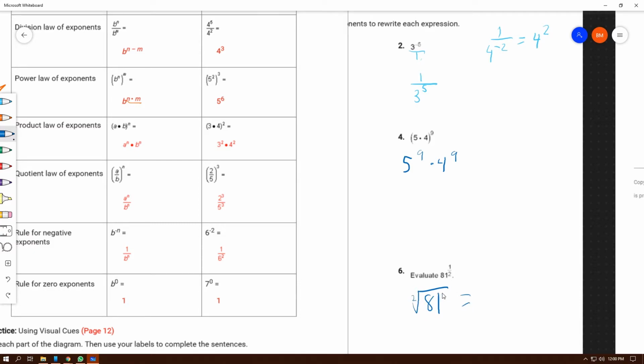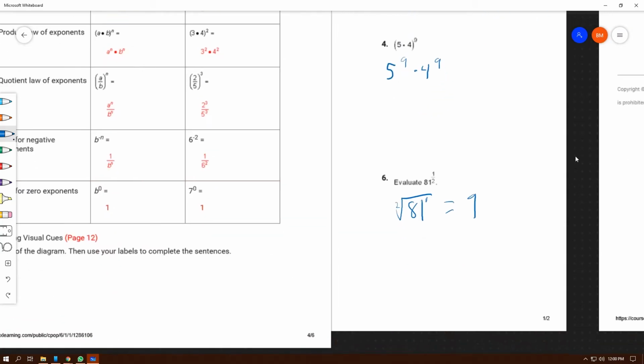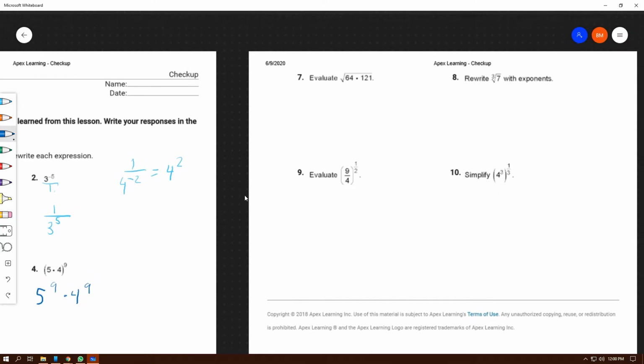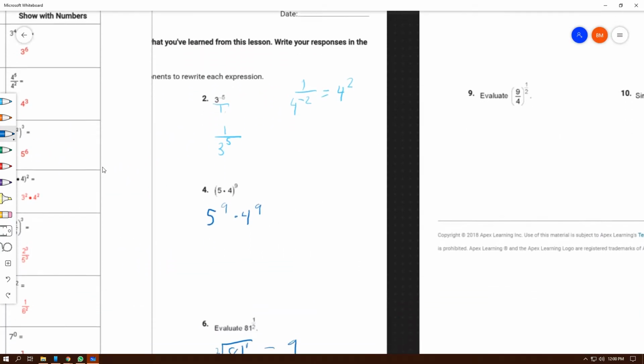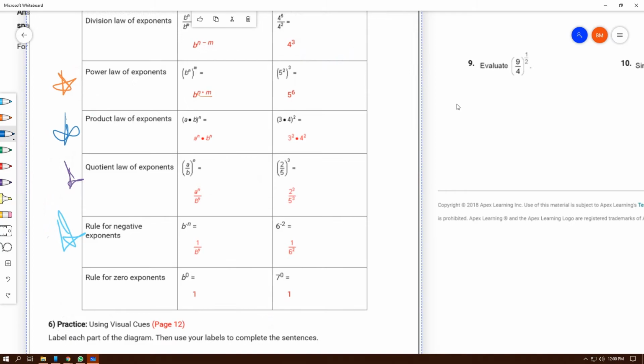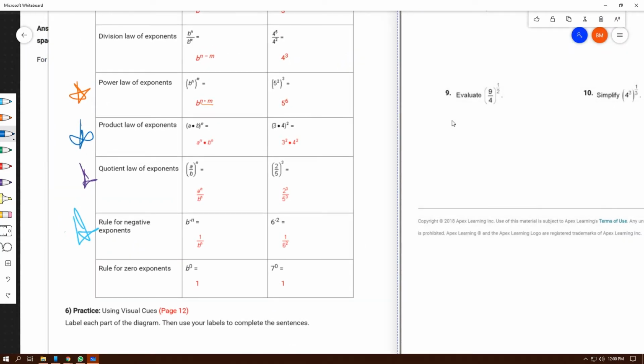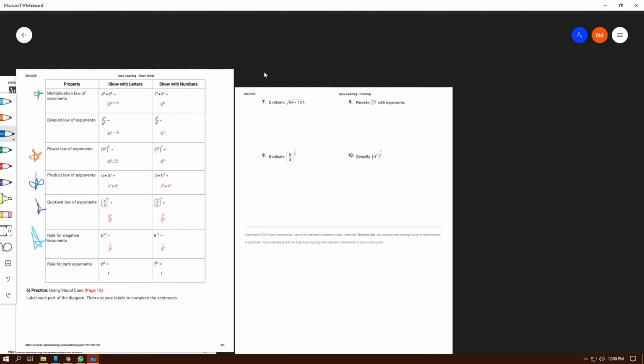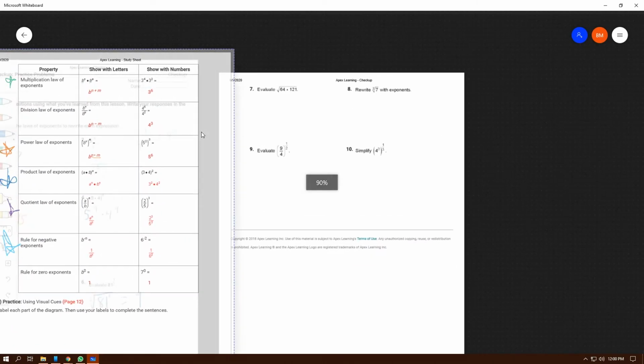So where there's no number there, like where I just put the 2, that's called the index. We don't write it there if it's a 2. If it's a square root, we don't write the index. But if it's a cube root, we would write the index. So if it was a 1/3, that 3 would go there. So a 1/2 power is just a square root, and the square root of 81 is 9. Anytime you have the 1/2 exponent, it's just a square root.